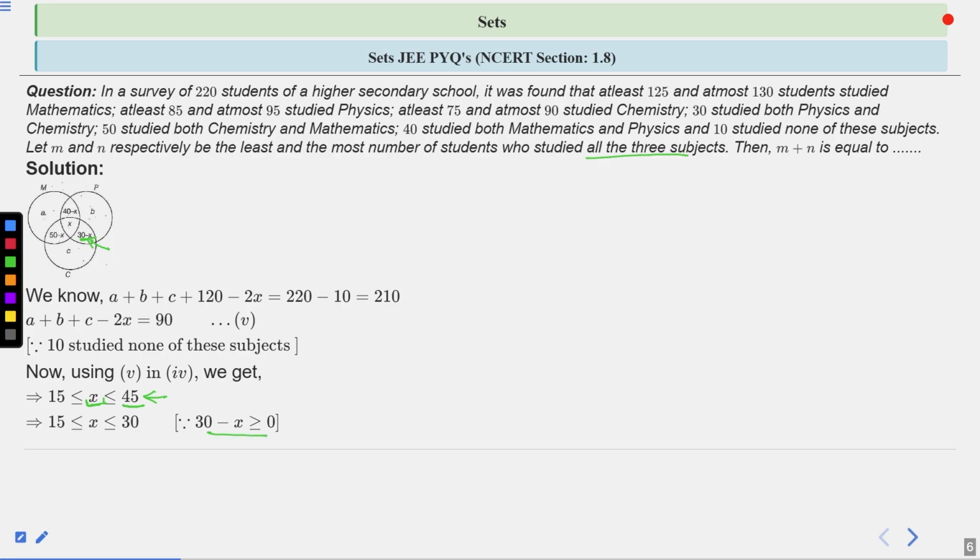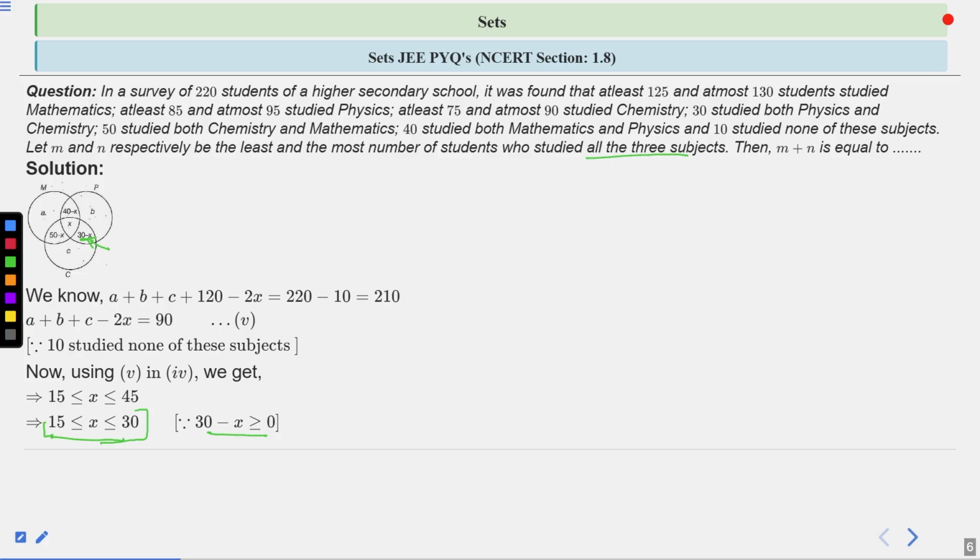So what we are having is x must be less than or equal to 30. And from here, x is less than or equal to 45. So we have to satisfy all the things. Finally we get 15 less than or equal to x less than or equal to 30 as our final inequality.